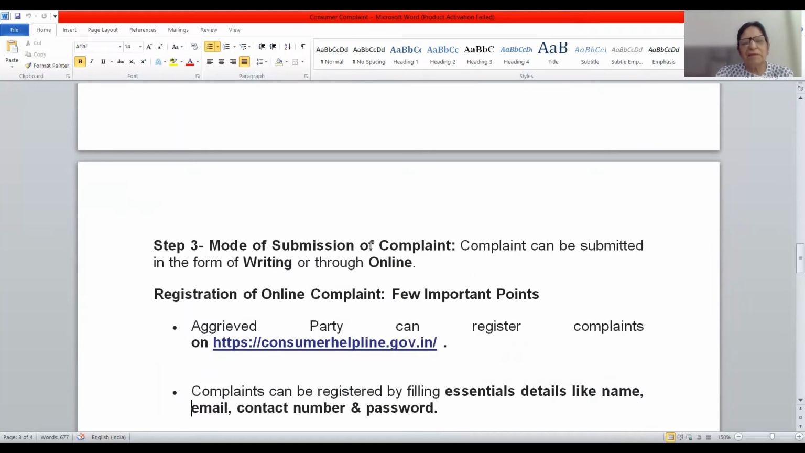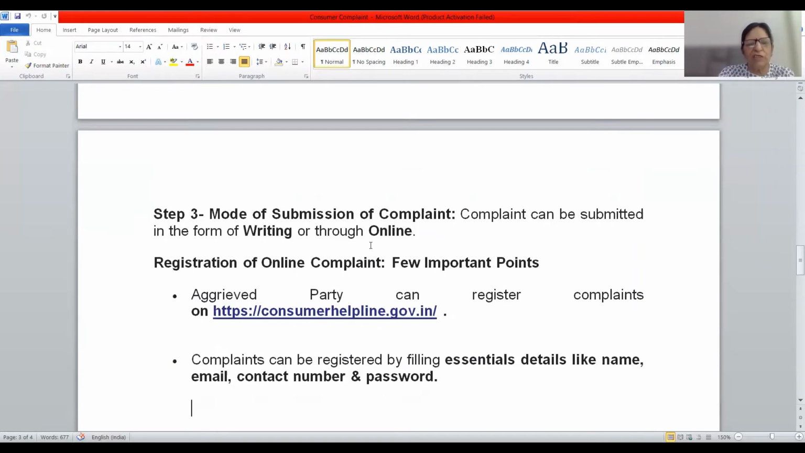How can the complaint be submitted? A complaint can be submitted in writing or online. Registration of an online complaint: a few important points I would like to discuss. Where can the aggrieved party register the complaint? The aggrieved party, the injured party, can register the complaint on this website, consumerhelpline.gov.in. So on this, a complaint can be lodged.